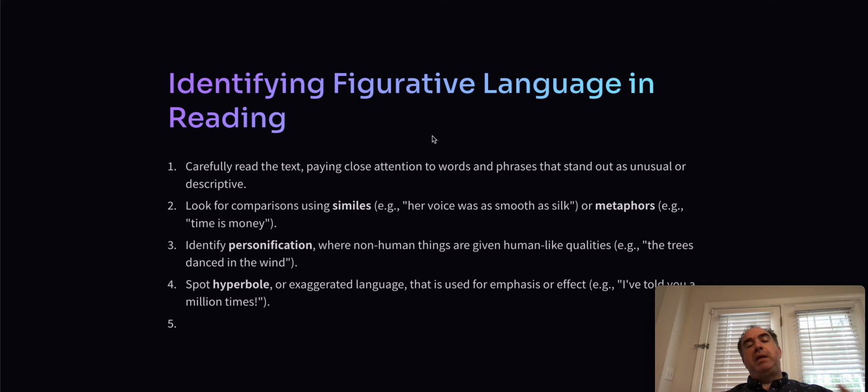Figurative language and reading. When you read a text, pay close attention to words and phrases that stand out as unusual or descriptive. Usually there's commas around them. That's a clue. That's a visual clue.